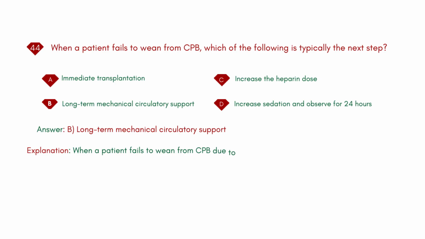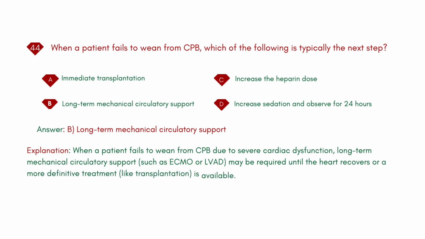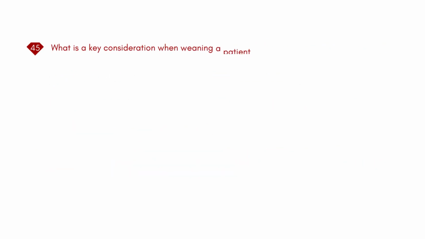Explanation: when a patient fails to wean from CPB due to severe cardiac dysfunction, long-term mechanical circulatory support, such as ECMO or LVAD, may be required until the heart recovers or a more definitive treatment, like transplantation, is available. What is a key consideration when weaning a patient from CPB who has been hypothermic during surgery?